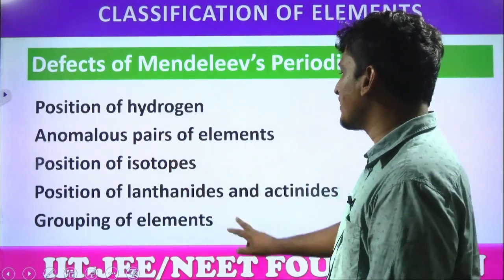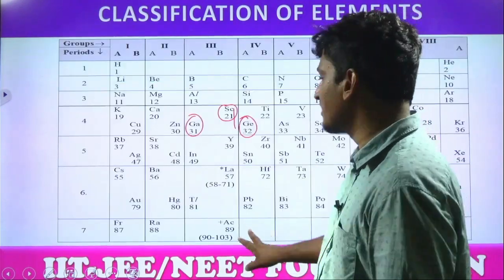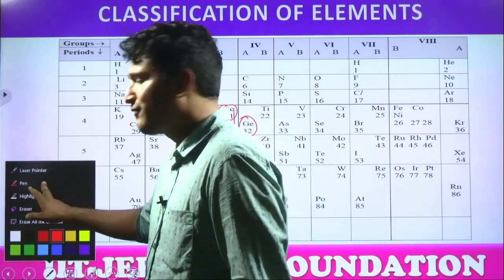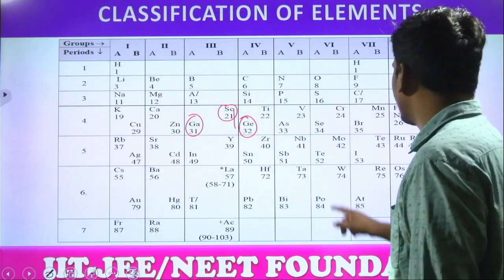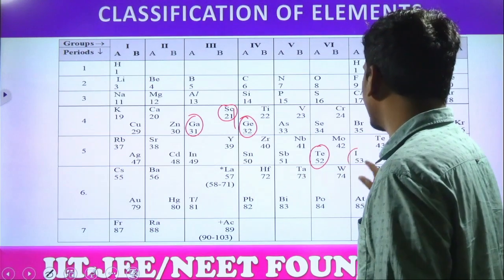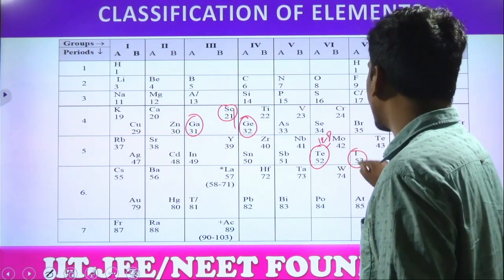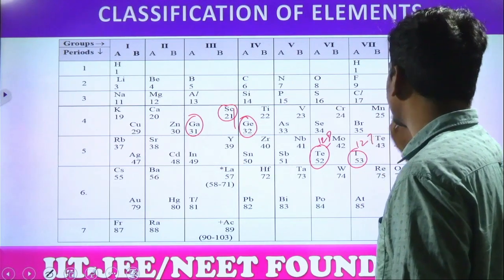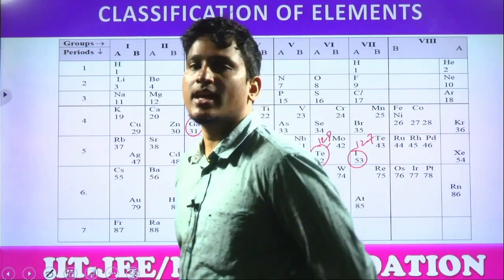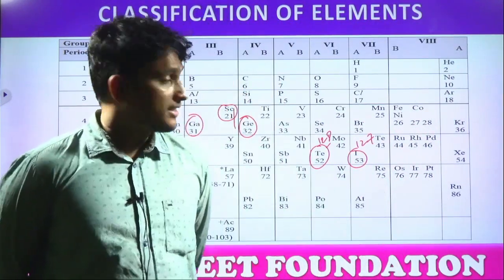Next, anomalous pairs of elements. Anomalous pairs of elements means it is seen mainly for a couple of elements, students, tellurium and iodine. Tellurium's mass is around 128 grams, iodine's mass is 127 grams. Do you find any dissimilarity? The answer is yes. Why?